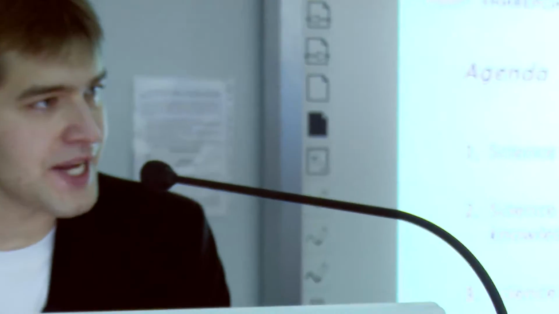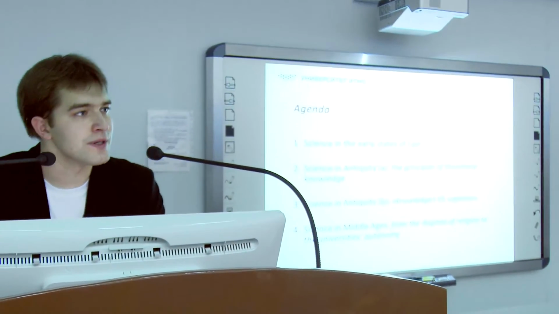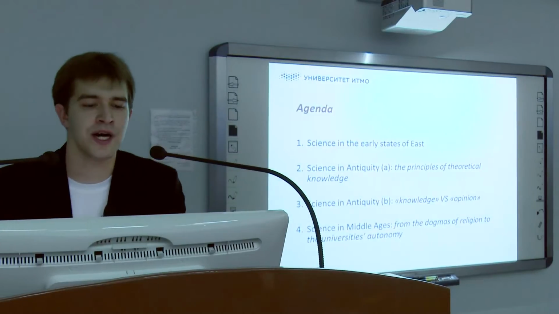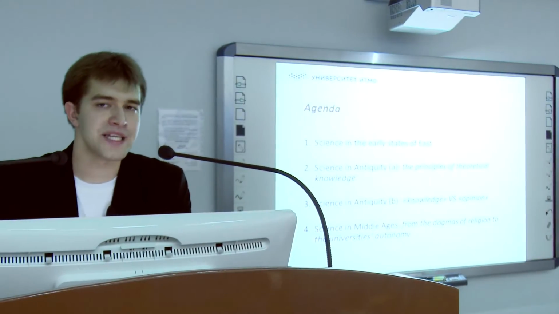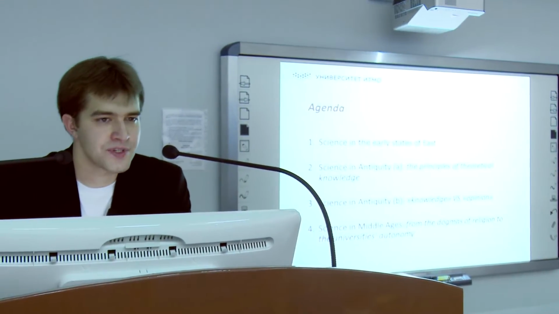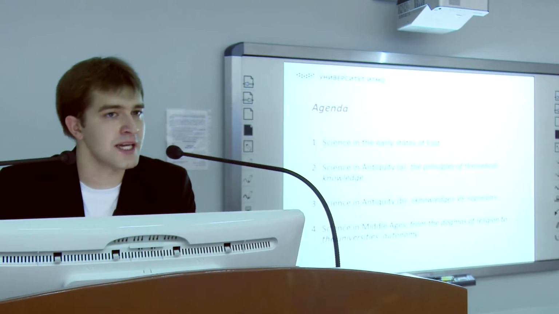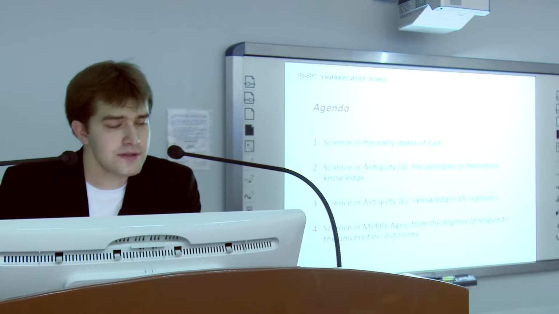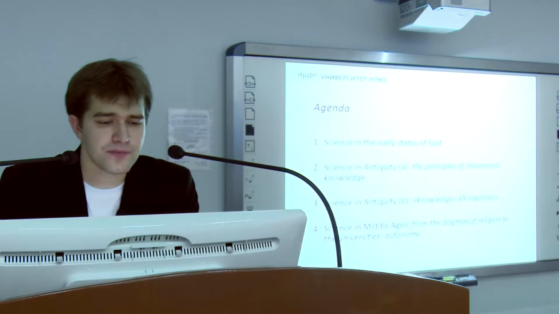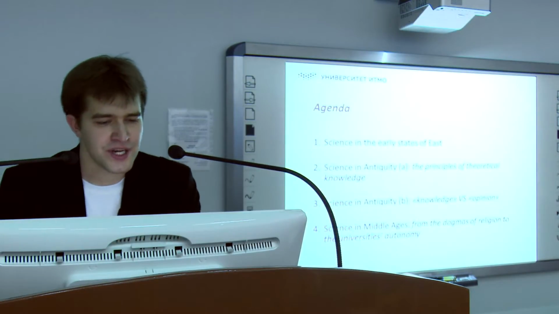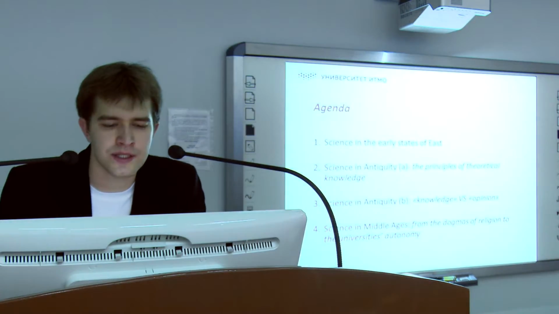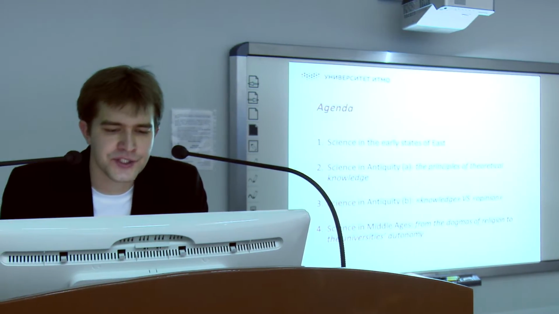So first of all, we'll say some words about science in the early states of the East. First of all, we have to say that by the early states of the East, we mean the states of ancient Egypt, ancient China, ancient India, and Mesopotamia. Then we will try to focus on science in Antiquity, the ancient Rome and ancient Greece tradition.